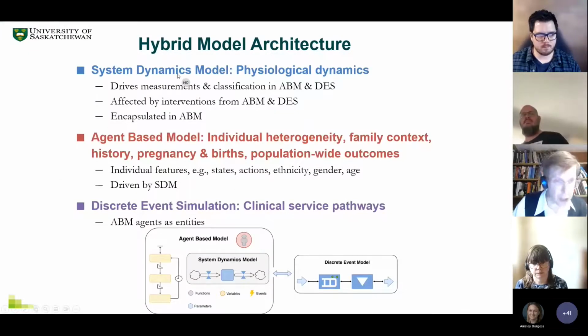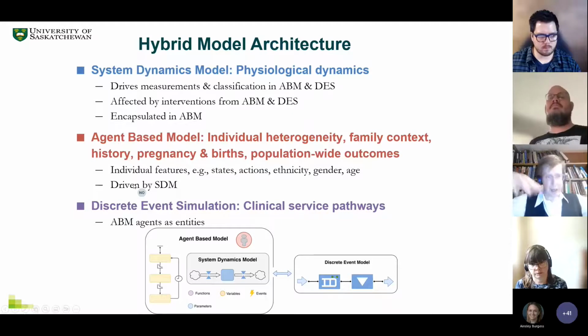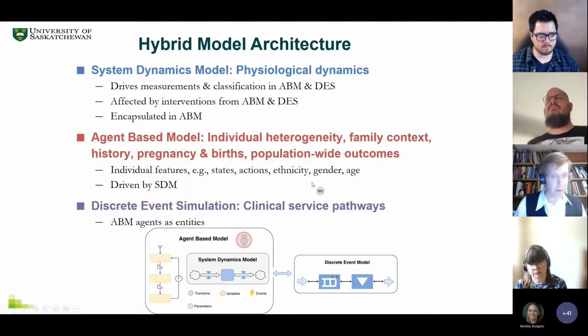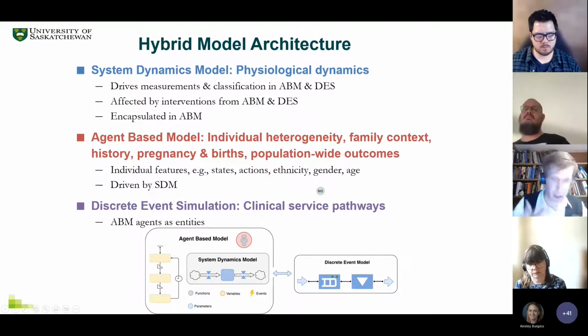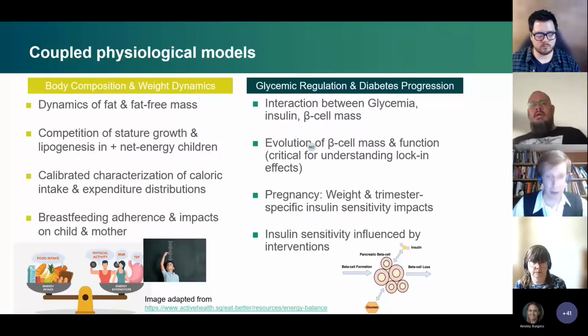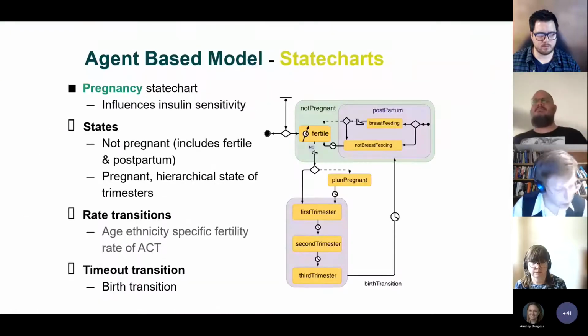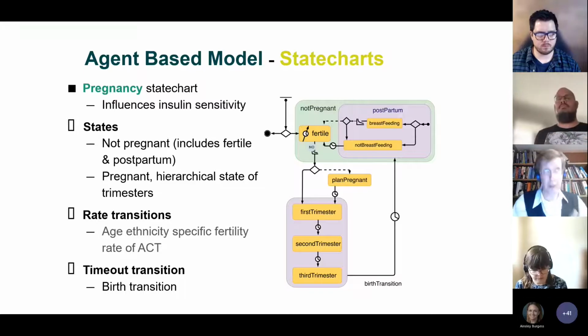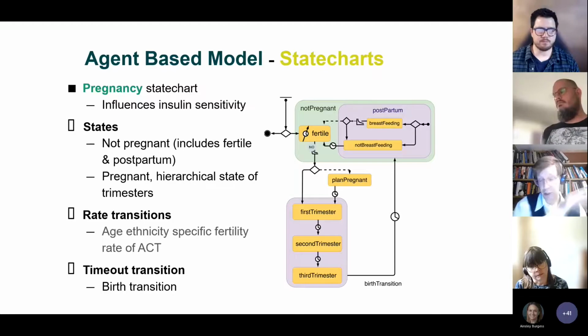So this is the physiological model, but it was nested in an agent-based model. Each agent had these physiological dynamics in light of different ages and ethnicities and family contexts, and captured fertility and births, and allowed us to look at population-wide outcomes. And finally, outside the scope of this presentation but present in the background, were representations of clinical service pathways, care pathways, on whose load and capacity utilization we could examine the effects of different interventions, if we had cared to do so.